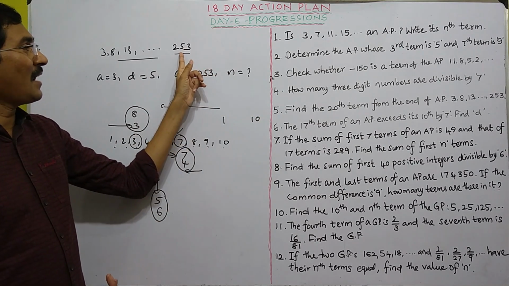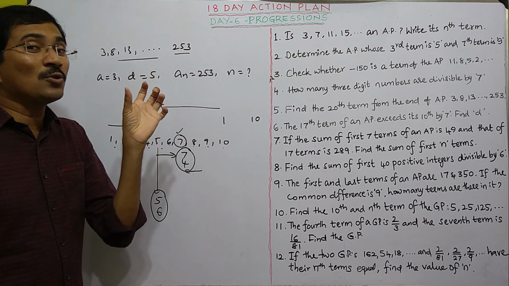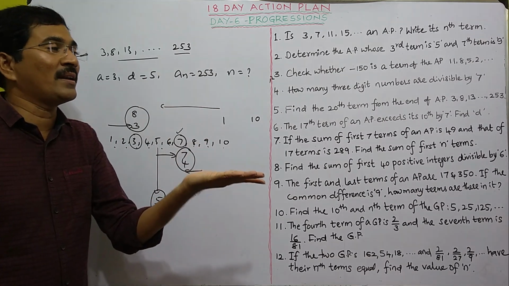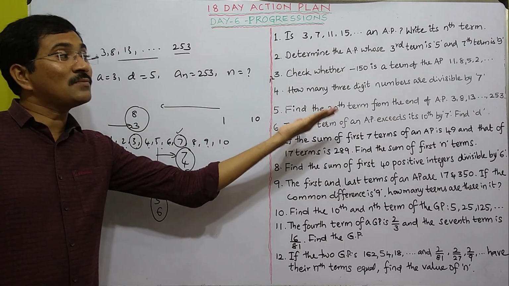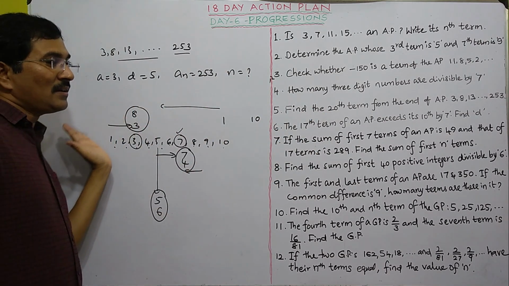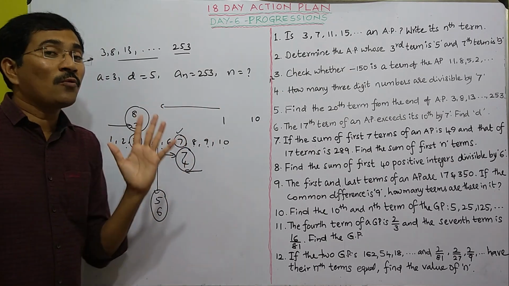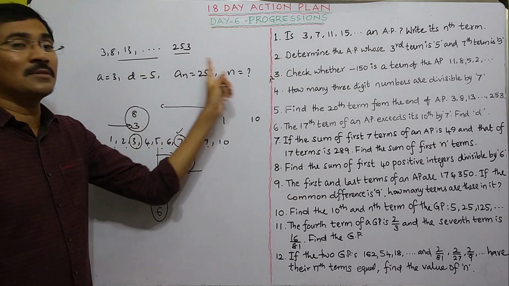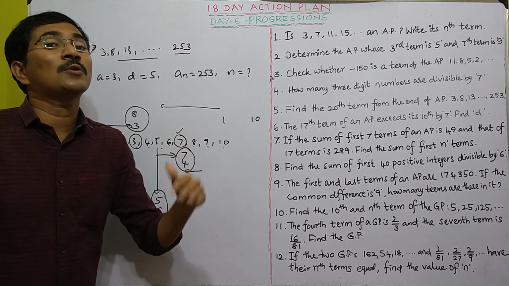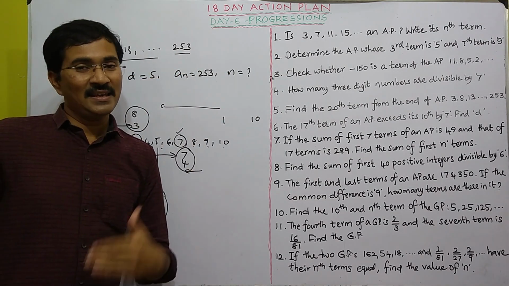So for example, if there are 100 terms, adding those two will be equal to 101. He is asking us to find out the 20th term from there. So that will be the 81st from here, because 81 plus 20 is 101. So for this, we should know the total number of terms here. That is nothing but n. So we have to find out n first. Let us see how to find it.